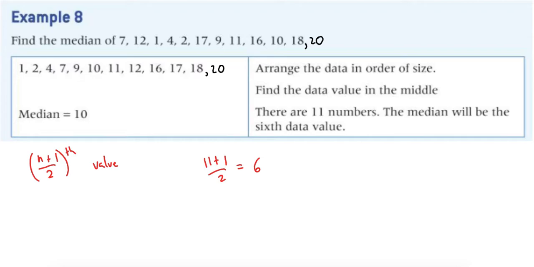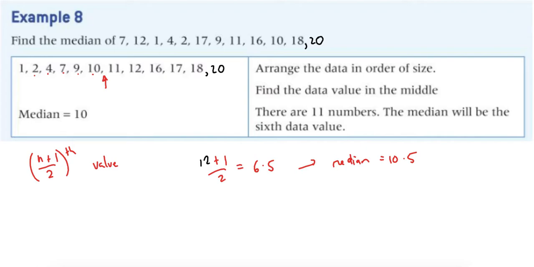Okay, well, now instead of having (11+1)/2, we have (12+1)/2. And (12+1)/2 is the 6.5 value. So the 6.5 value, 1, 2, 3, 4, 5, 6, it's exactly halfway between the 10th and the 11th. Okay, so then in this case, the median is 10.5.